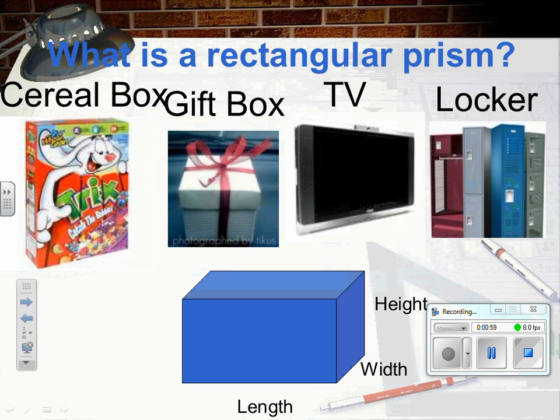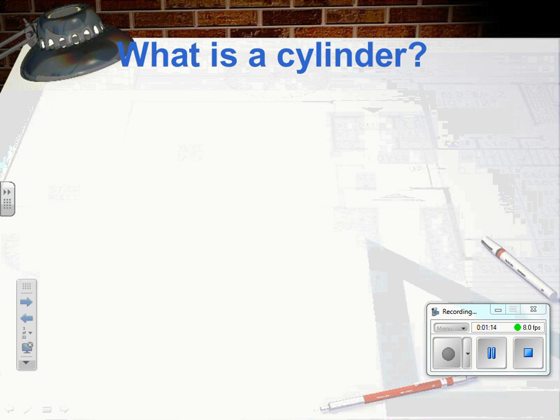So we're going from our 2-dimensional figures, which are our squares and our triangles, and we're moving on to 3-dimensional figures, which have 3 dimensions to them. That's why we call it 3D: length, width, and height.